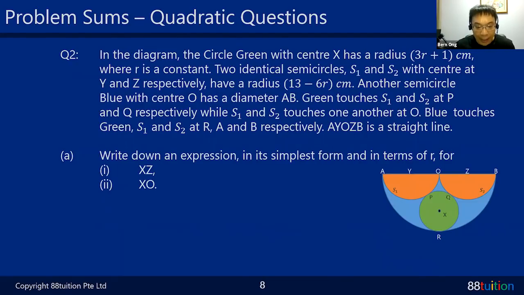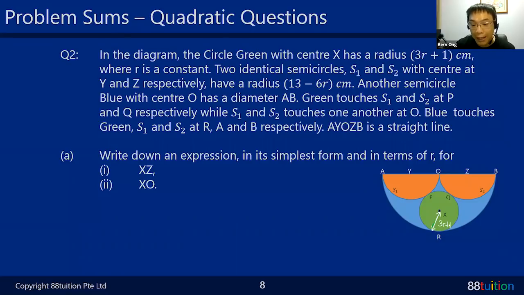Oh, this one has diagram 1. So what do you see? In the diagram, read first. Look at the diagram and also look at the paragraph. In the diagram, the green circle with center X has radius 3r plus 1. So from here to here is the white line, that's called the radius of the green circle. So the radius is given as 3r plus 1, where r is a constant.